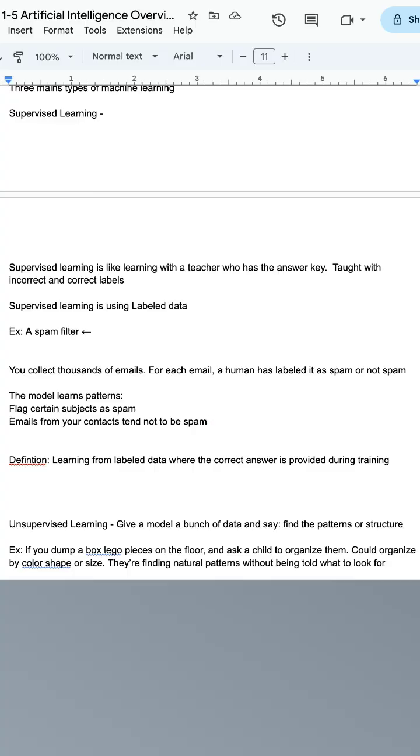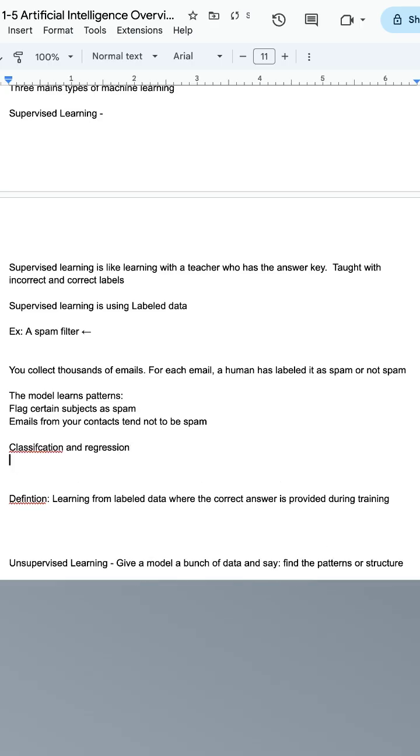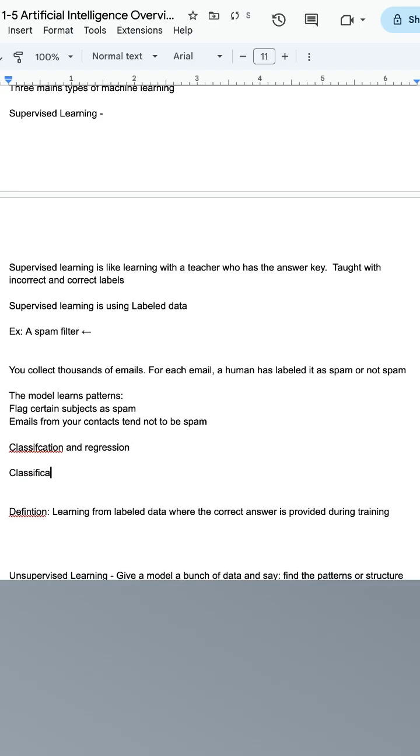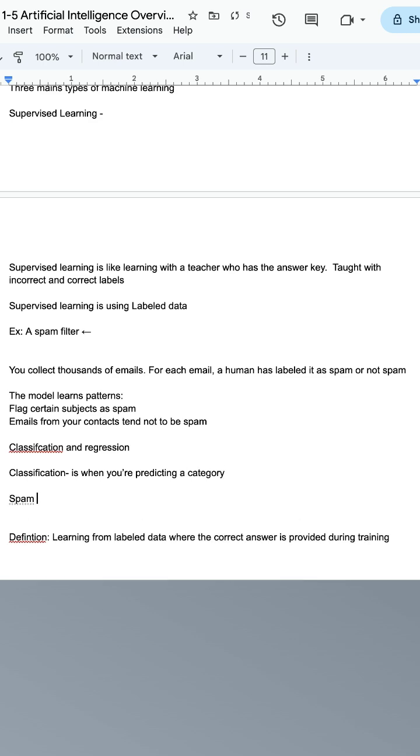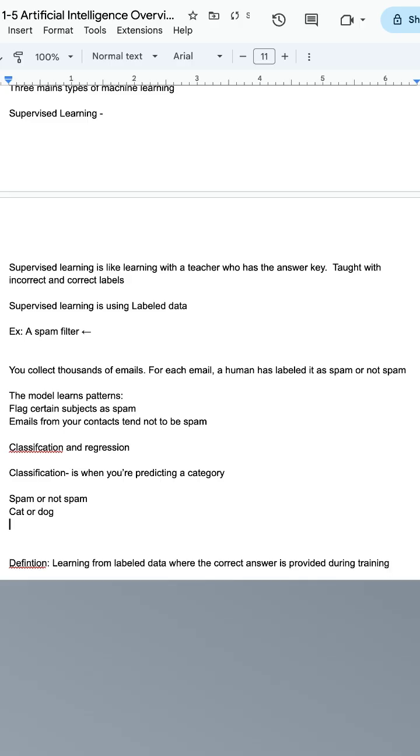Now, supervised learning, to go a little bit further, has two main types of tasks: classification and regression. Classification is when you're predicting a category, such as spam or not spam, cat or dog, or malignant or benign.